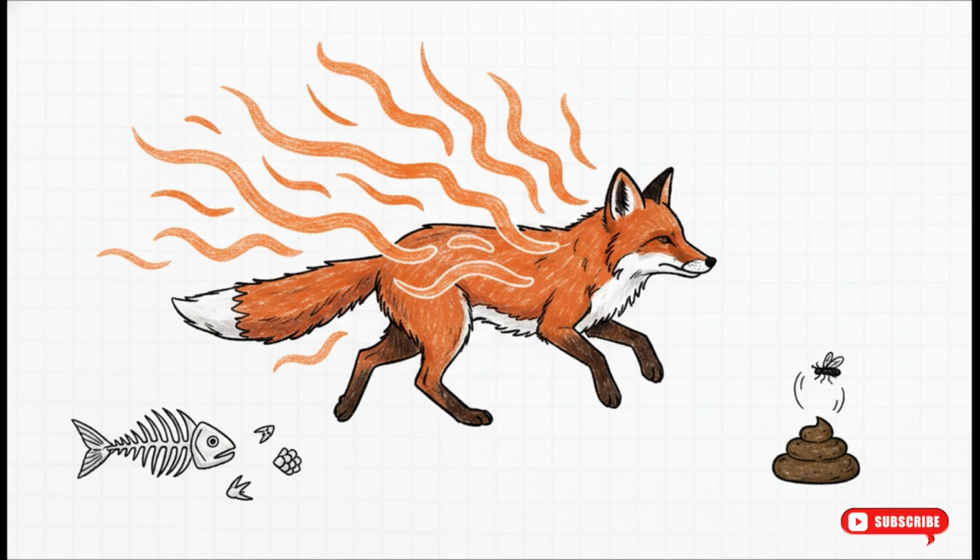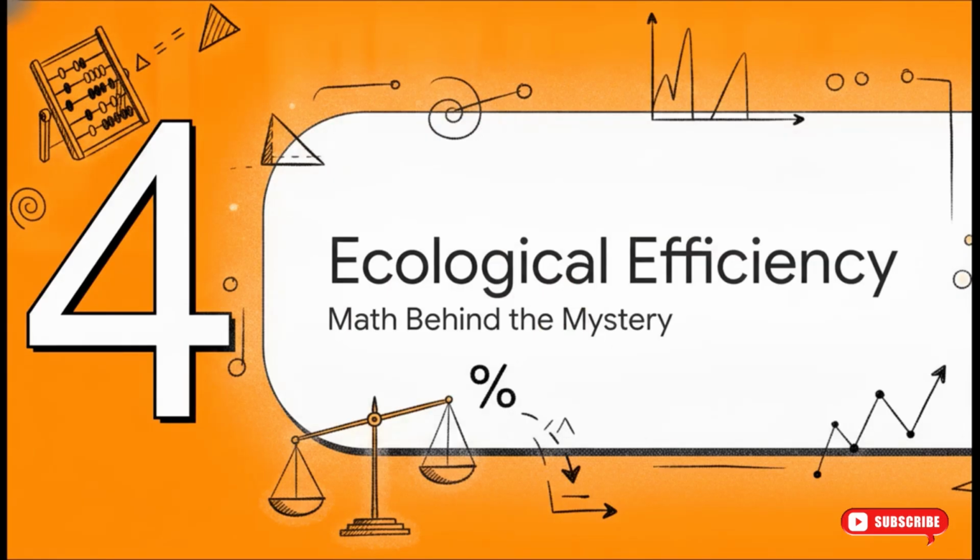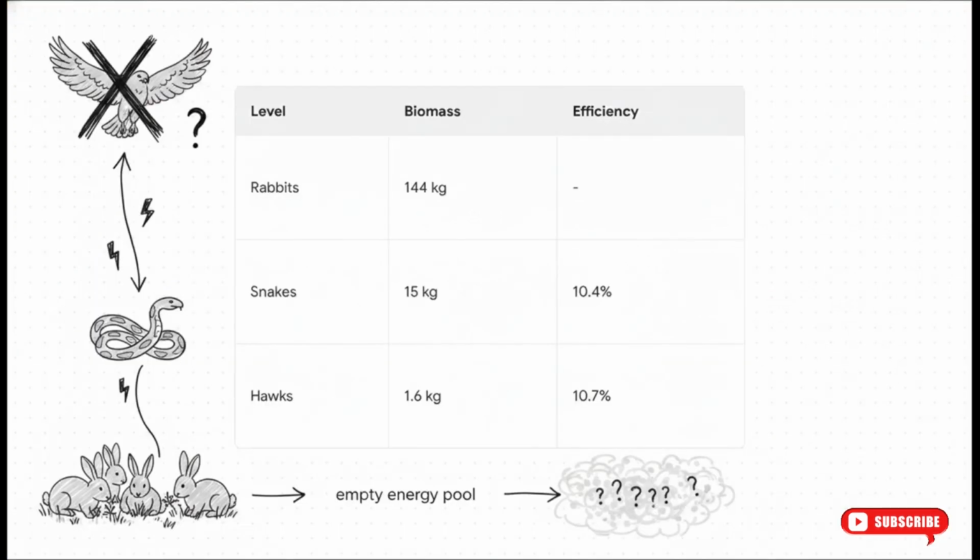It's just lost to the food chain forever. Let's move to Section 4 and see how this builds. Calculating ecological efficiency, the math behind the mystery. Because scientists don't just guess at this role, they calculate it meticulously. Let's look at the hard numbers.